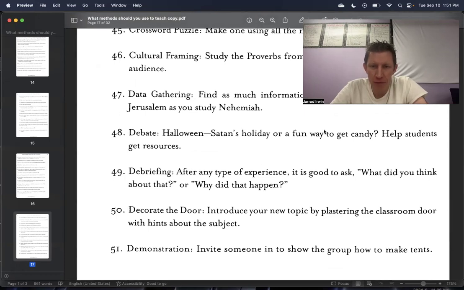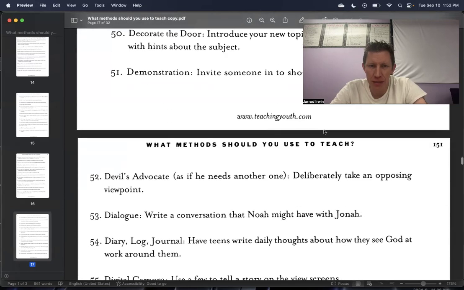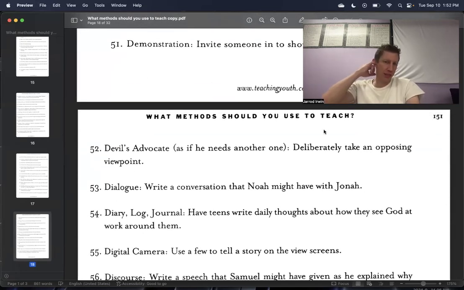Debriefing. After any type of experience, it is good to ask, what did you think about that? Or why did that happen? Decorate the door. Introduce your new topic by plastering the classroom door with hints about the subject. Demonstration. Invite someone in to show the group how to make tents. Devil's advocate, as if he needs another one.